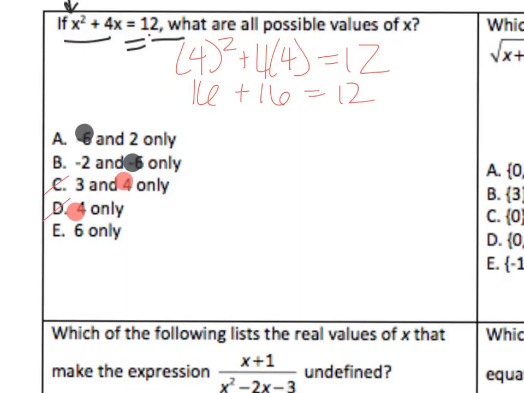Now I'm going to try negative 6. Okay, I'm not going to go to 6 because if 6 didn't work, I can only cross off E. If I tried negative 6 and it didn't work, then my answer is E. Okay, so just a little strategy. I like to try the ones that show up the most often. So negative 6 squared plus 4 times negative 6 equals 12. Remember that when you're substituting for x, you've got to put parentheses around it.